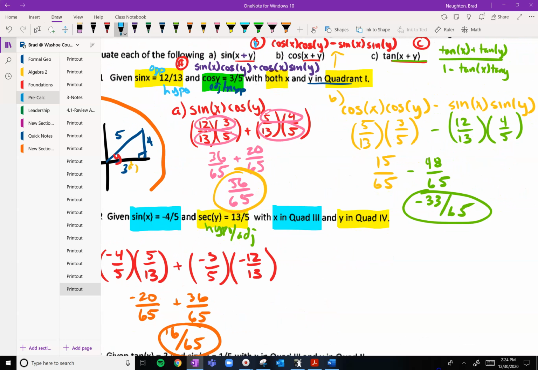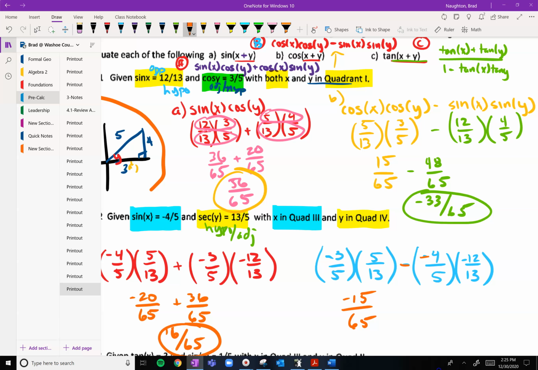15/65. And we have a lot of negatives over here, so you got to make sure all your negatives are accounted for. So those two negatives are going to make a positive, excuse me. But then that third one's going to make this negative, so minus 48/65. And since both of those are negative, it's going to be negative 63/65. And that is our answer for that one.